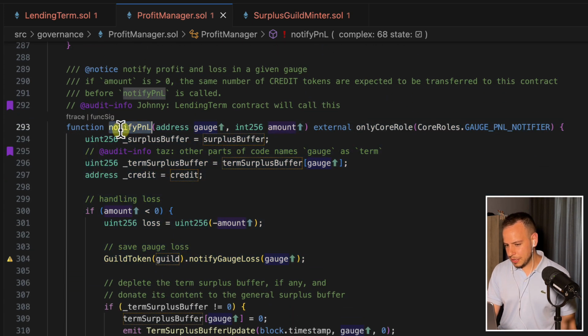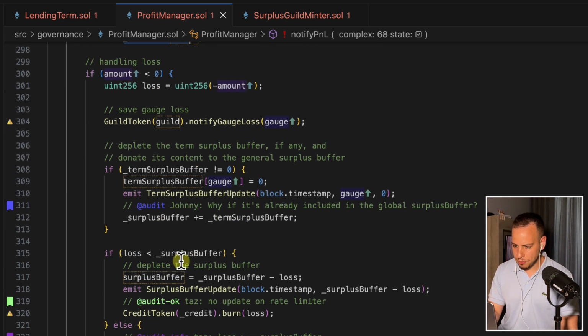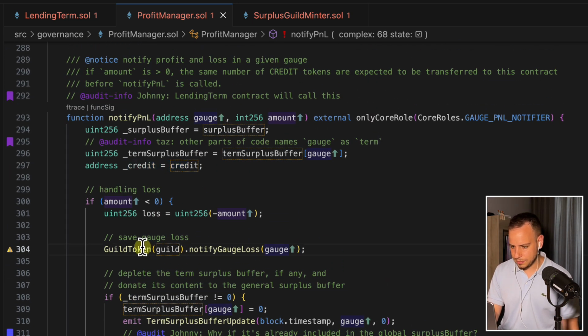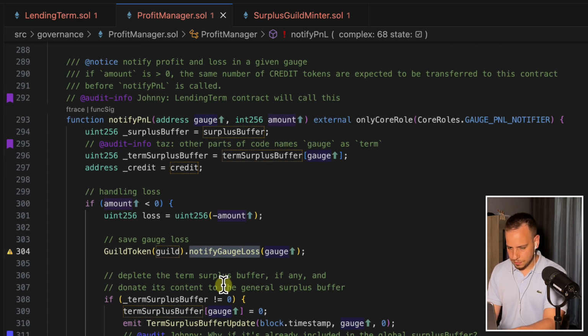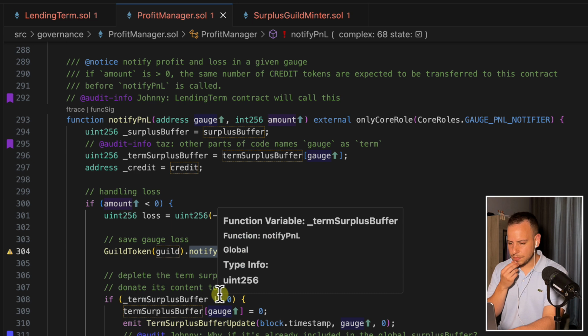Now, you want to explain a bit how slashing happens and what is surplus buffer, because it will be relevant for the findings, I guess, right? I'll explain a little bit. I think it will make more sense when we talk about the actual findings.